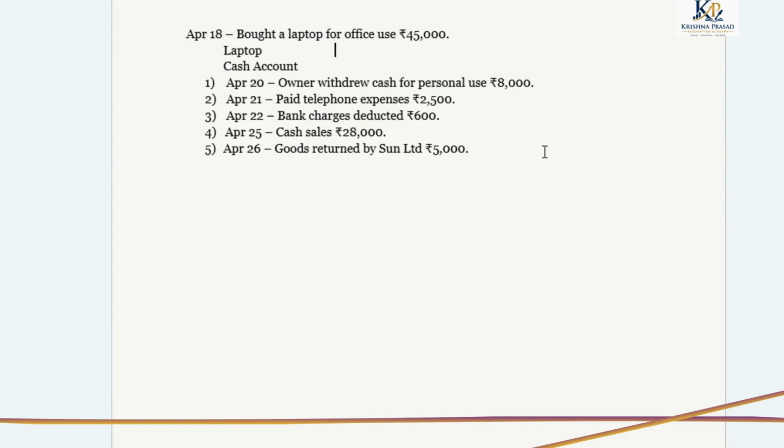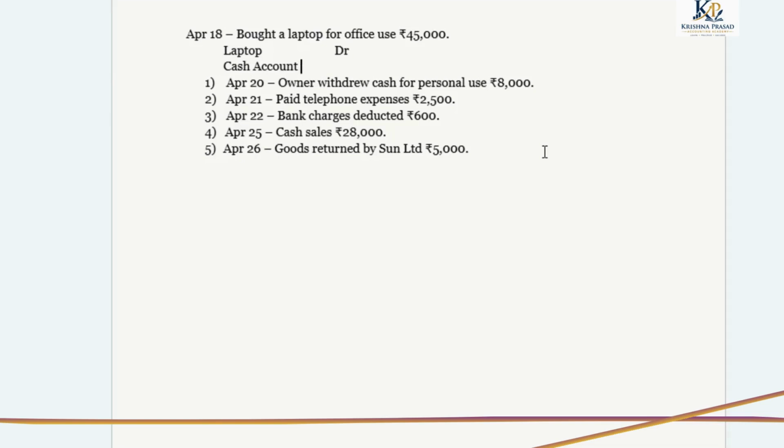Asset means it will come under real account. What is the real account principle? Debit what comes in, credit what goes out. So laptop is coming to the business or going out of the business? So that means we need to debit laptop.